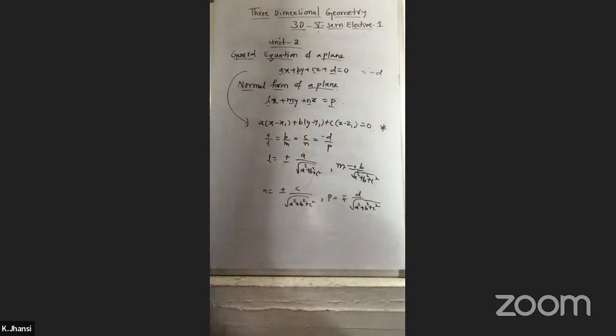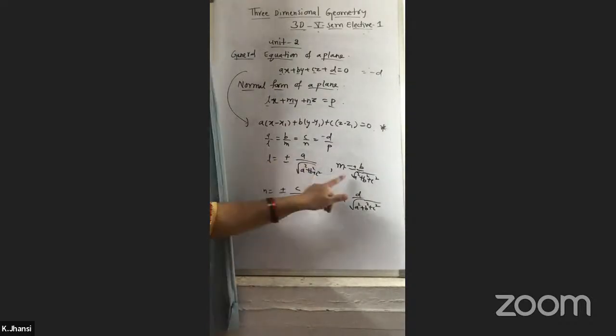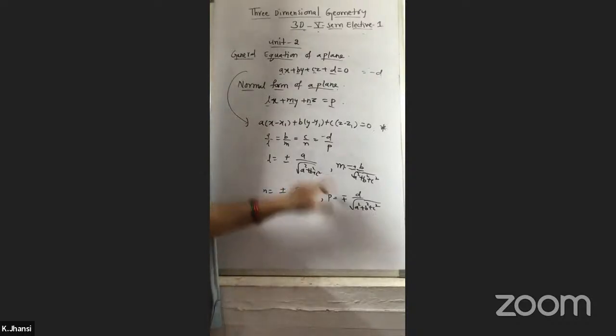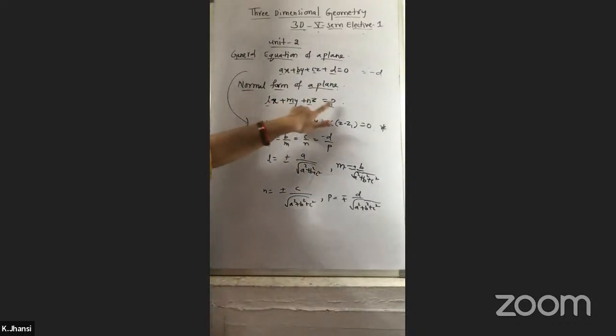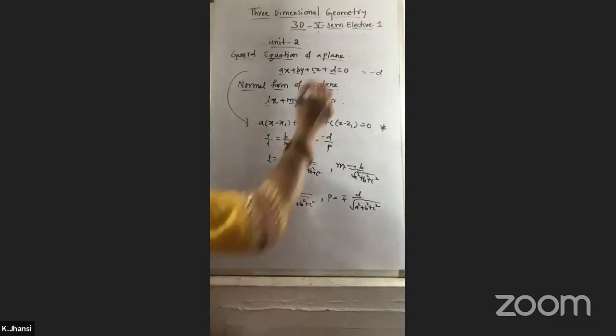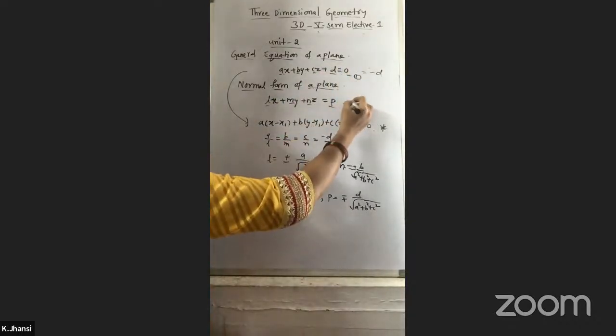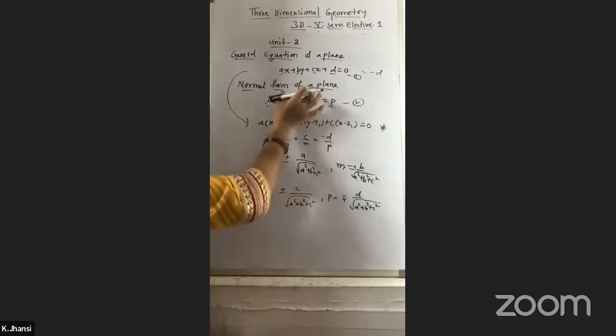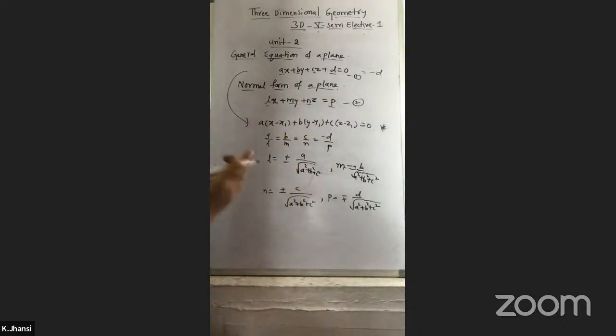Now substitute all these values. We got L value, M value, N value, and P value. If you substitute these all in the second equation, this is 1 and this is 2. So these values, if you substitute here, you will get A, B, C, that is, in the form of equation of a plane you will get. So that relation is there.